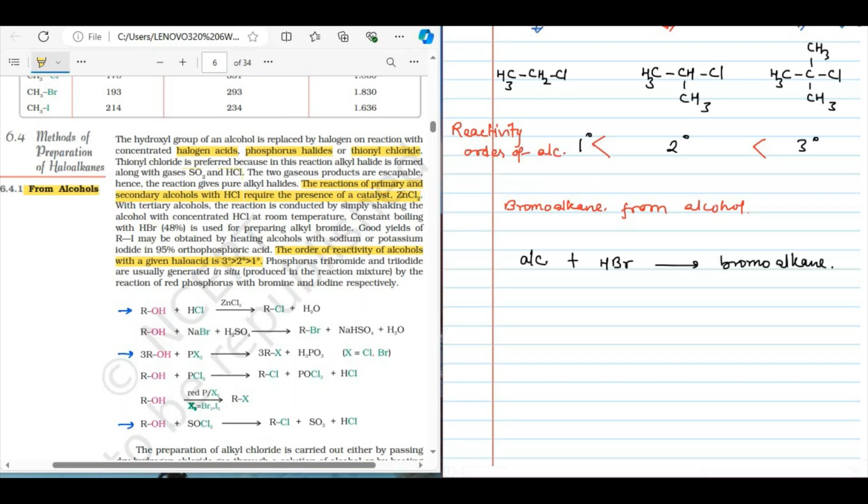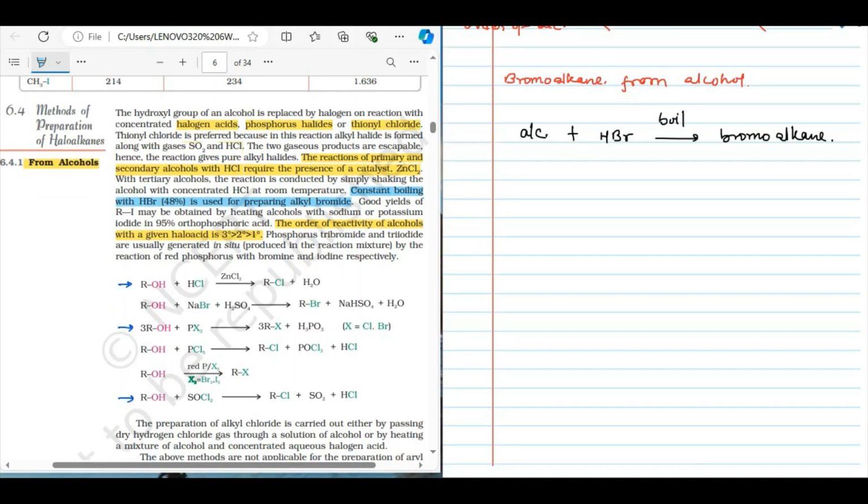Now let's read from the book. Here it is written that the constant boiling with HBr is used for preparing alkyl bromide. For the preparation of alkyl bromide or bromoalkane, you just need to boil the alcohol with HBr.